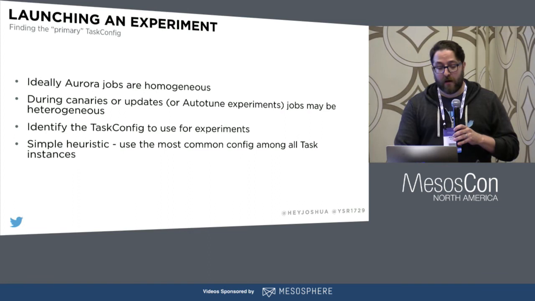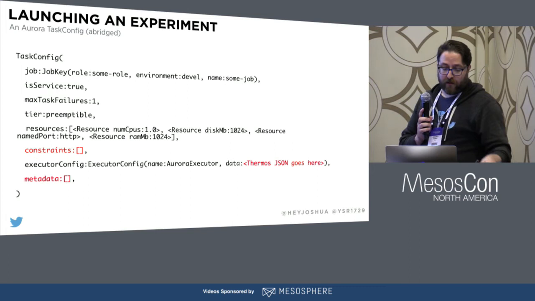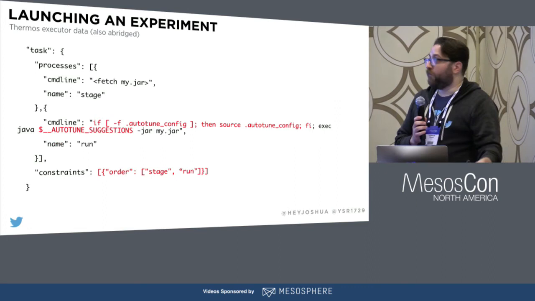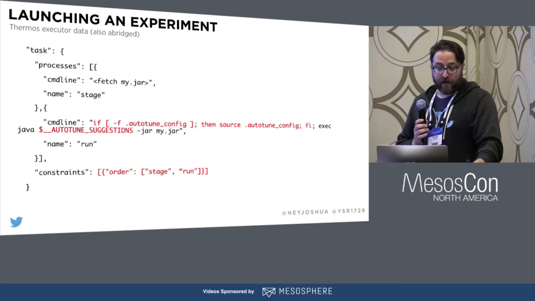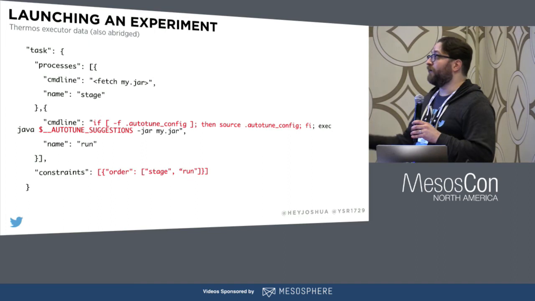So I'm talking a little bit about task configs. This is what an abridged Aurora task config looks like. The key things to notice here, on top of the obvious, like these are the resources to use, are that it allows specifying task level constraints. It's got some data for Aurora's executor, and it allows us to specify metadata. And so this is what Aurora Thermos's executor config looks like. We have a list of processes, and there are constraints among those processes that define the order in which they should run. So this constraint here says that the stage process must run to completion before the run process completes.